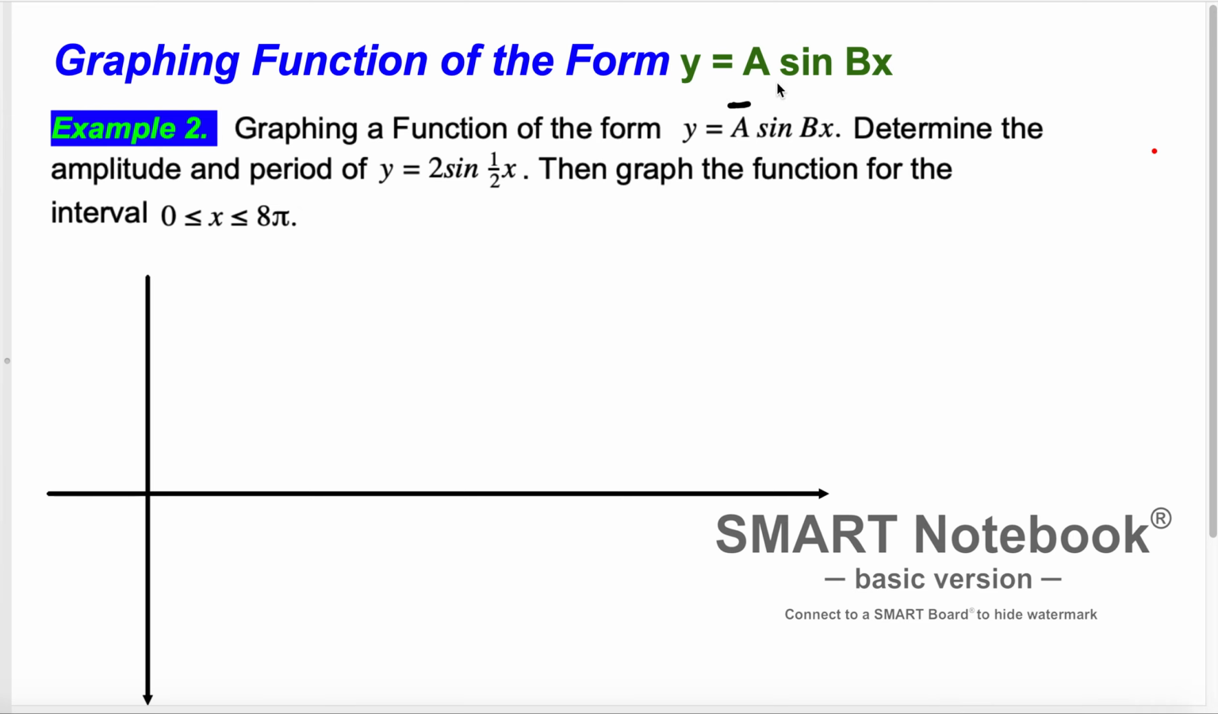y is equal to A sine Bx. So determine the amplitude and the period of the function y is equal to 2 sine 1.5x. Then graph the function for the interval 0 less or equal to x and x is less or equal to 8 pi.